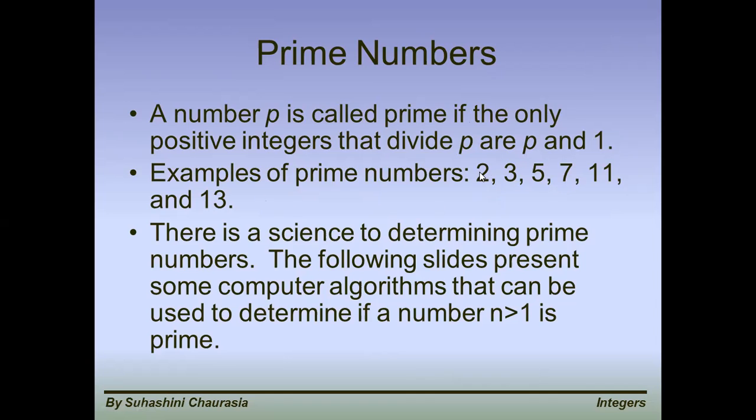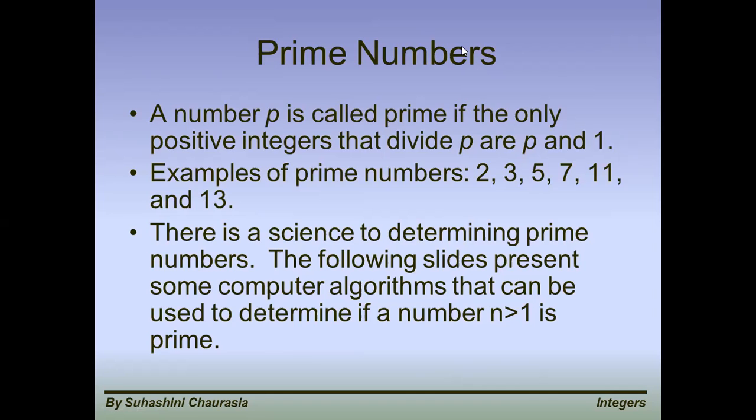2 is divisible by 1 and 2 only. 3 is divisible by 3 and 1 only. If we divide by 2, a remainder comes; the remainder should be 0. 5 is divisible by 5 and 1 only. Is 5 divisible by 2? No, a remainder comes. Is 5 divisible by 3? No, a remainder comes. Is 5 divisible by 4? No, a remainder comes.